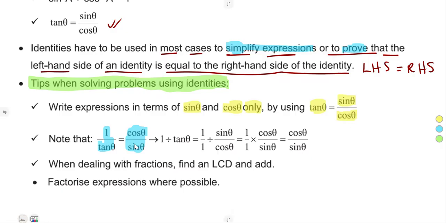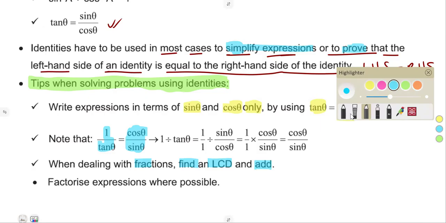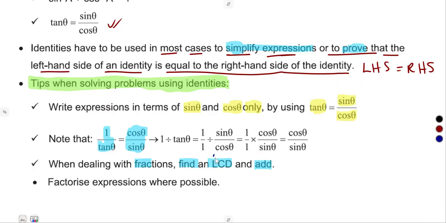So that one, guys, you can also consider as an aspect, just like the basics. Two, when dealing with fractions, find an LCD or the LCM, the lowest common multiple or the lowest common denominator, where addition is to be done. Three, factorize expressions where possible. Where it is possible, please do factorize.